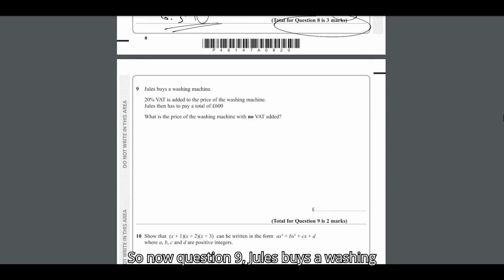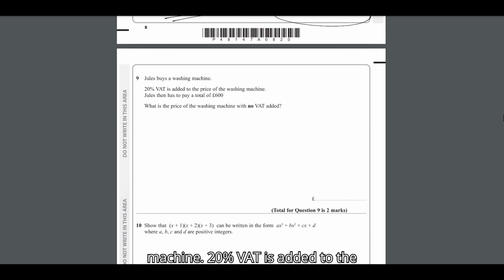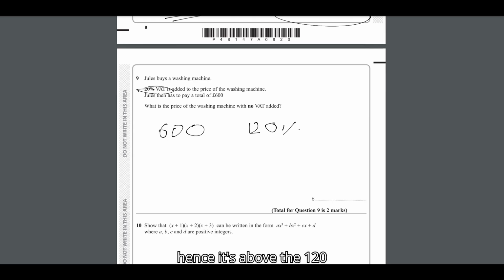So now question 9. Jules buys a washing machine, 20% VAT is added to the price of the washing machine, and then she has to pay a total of £600. So what's the price with no VAT added? So we know that £600 is the value of 120% of the total value. This is because it's also added VAT, hence it's above the 100% already there.